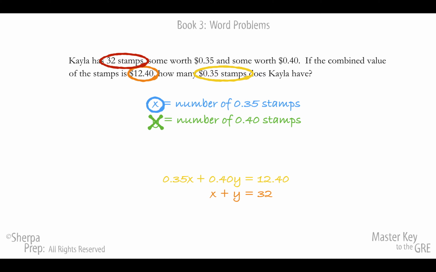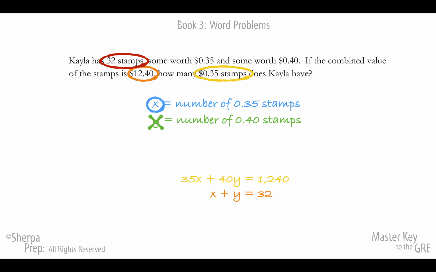I know you might want to reach for the calculator because things look really complex, but first off, notice if we multiply the top equation by 100, what's going to happen? The decimals in all three terms are going to slide 2 spots to the right, giving us 35x plus 40y equals 1240.